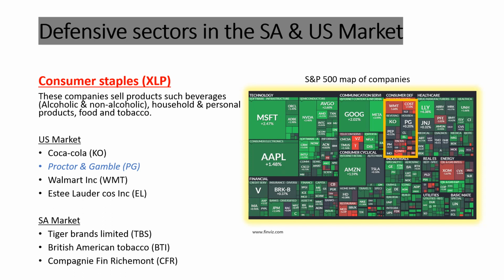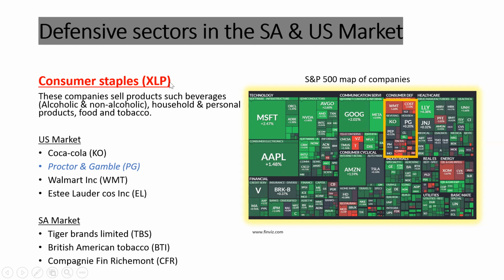I'm not necessarily saying they're great companies to invest in. You as an investor will have to do your own due diligence, do your own research to determine whether a company is a great business to invest in or not. I'm just listing them here as examples. You can either buy or invest in these companies individually, or you can buy the ETF, which is denoted XLP.